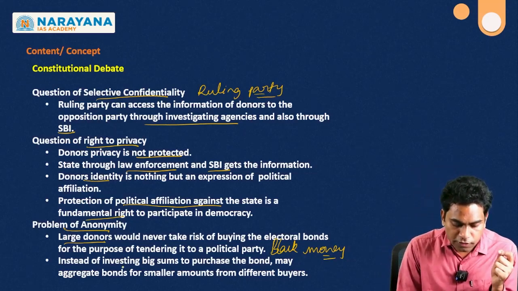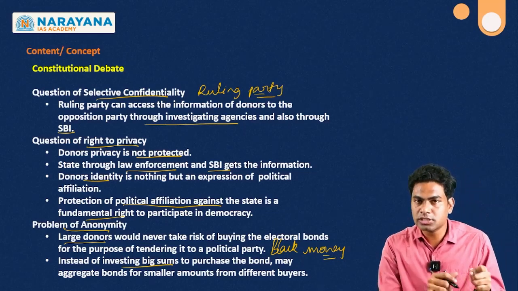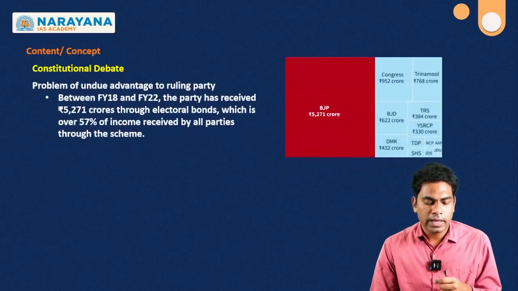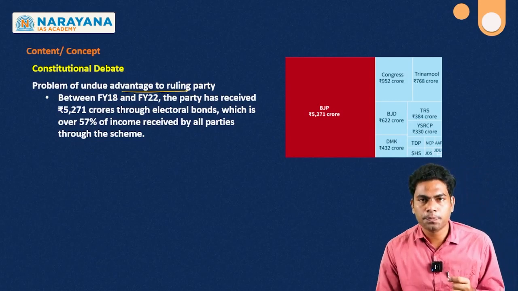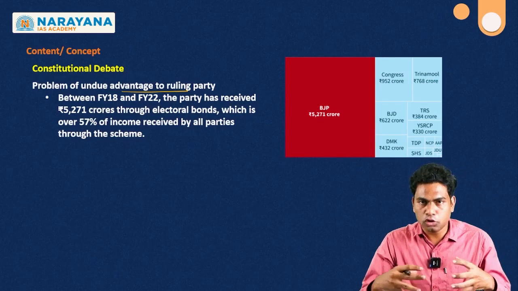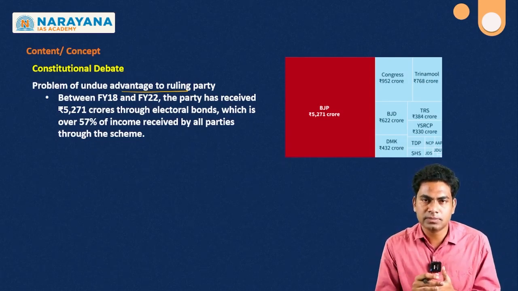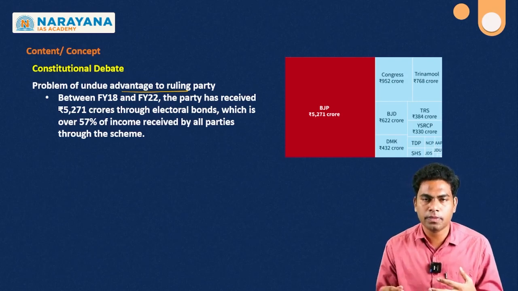And instead of investing in big sums, what do these big players do? These big players use these kinds of channels to route the unaccounted money. And the problem is the undue advantage it gives to the ruling party. The ruling party was able to see that the mobilization of political funding is mostly done to its channels. So this is problematic. Why? Because it gives an undue advantage to the ruling party in contesting elections if it has more money.